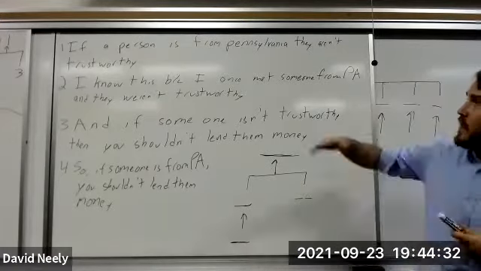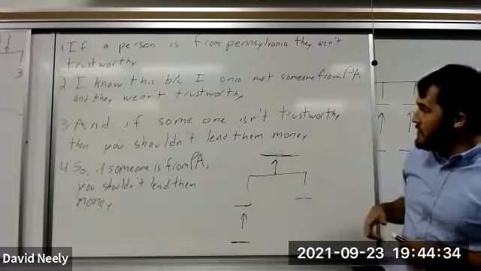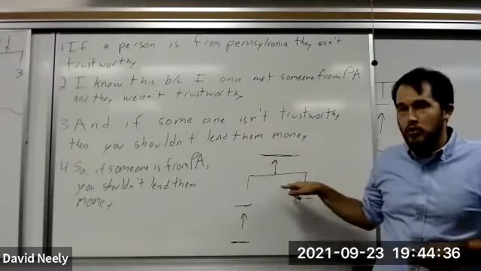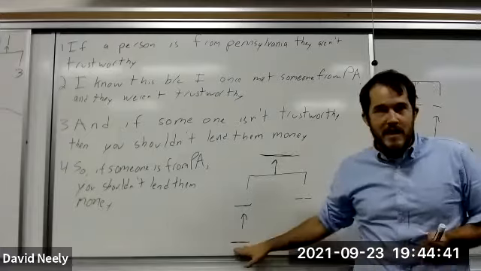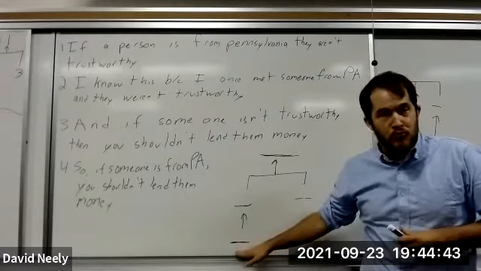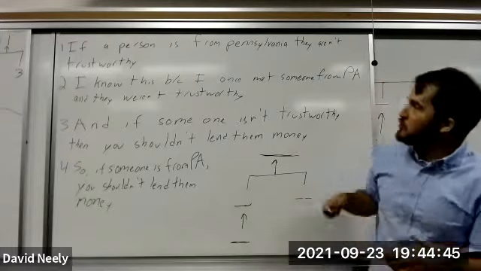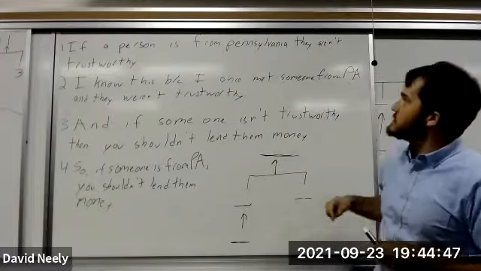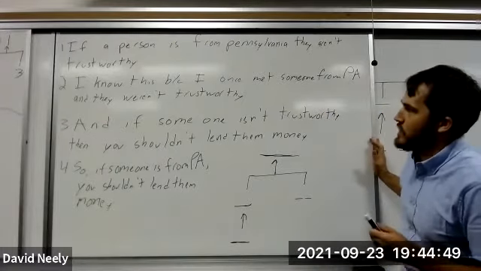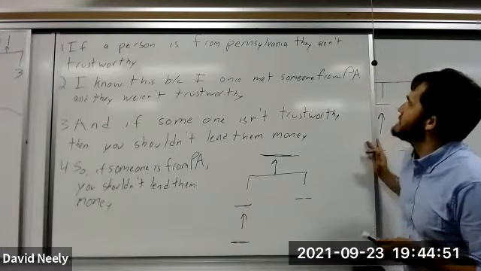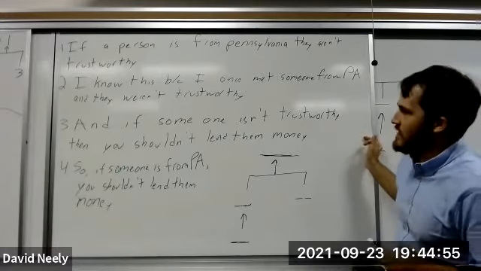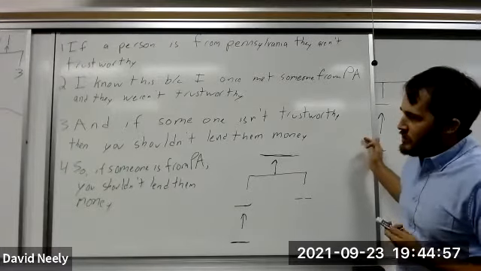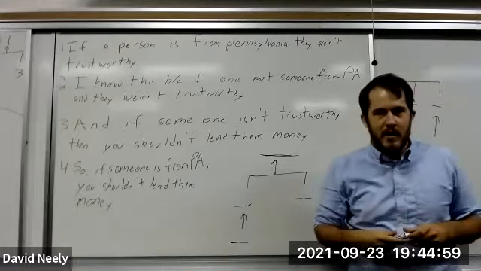So what we know is of these four statements, one of them is a conclusion. Two of them are linked premises which prove that conclusion. And the last one is some piece of evidence that's proving one of the premises. So looking over this statement: if a person is from Pennsylvania, they aren't trustworthy. I know this because I once met someone from Pennsylvania and they weren't trustworthy. And if someone isn't trustworthy, then you shouldn't lend them money. So if someone is from Pennsylvania, you shouldn't lend them money.